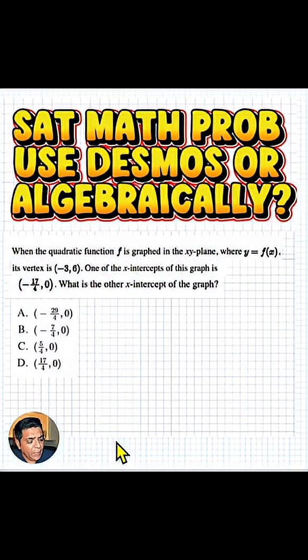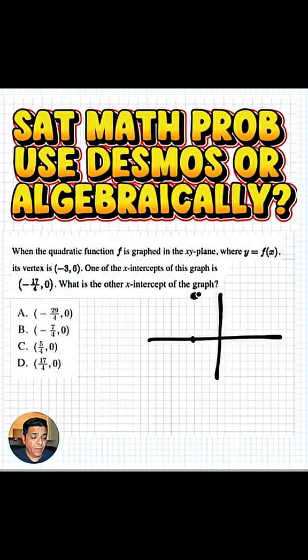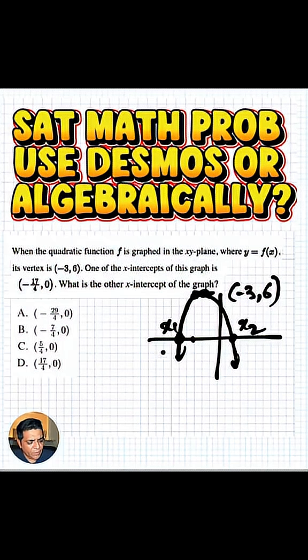Okay, so really quickly, to understand this problem, let's take a look at the graph of this. Negative 3, 6 is the vertex, so it's approximately over here. In order for that parabola to have x-intercepts, it's going to have to go in this direction. Let's call this one x1, the first intercept, and the other one x2. We know the coordinates of the first one: negative 17/4 for the x value.